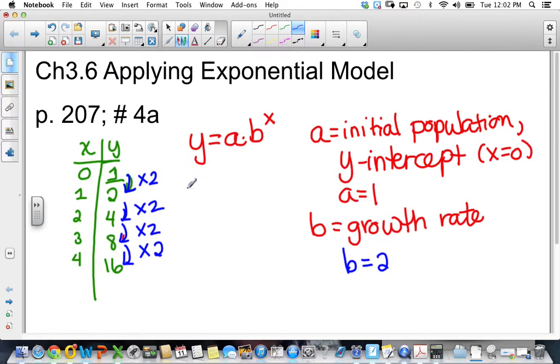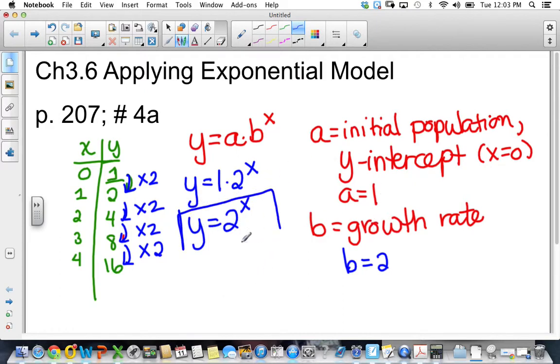So now we have everything we need. We can write the exponential model, y equals 1 times 2 to the x, and the 1 is really not necessary, so we can just simplify it down to y equals 2 to the x. So this kind of function is called an exponential model, and we determined it two ways, using the calculator and also using the table of values.